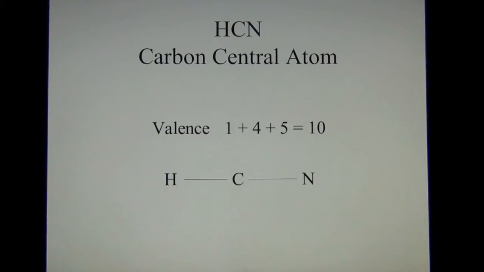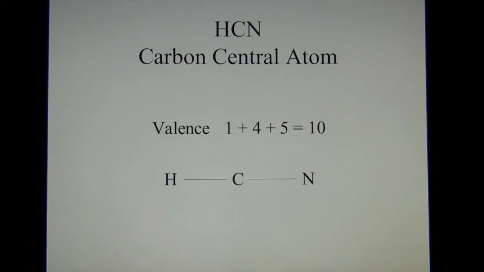The next thing you always want to try is a single bond between the central and the surrounding atoms. So what you see in front of you is a single bond between the hydrogen and the carbon, and a single bond between the carbon and the nitrogen. So at this point, of the 10 electrons that we have, we've already used 4, because you may remember that each line represents a sharing of 2 electrons.